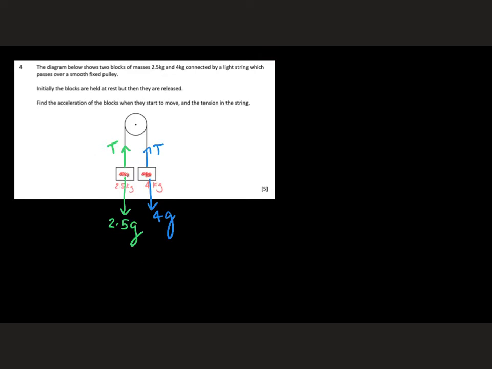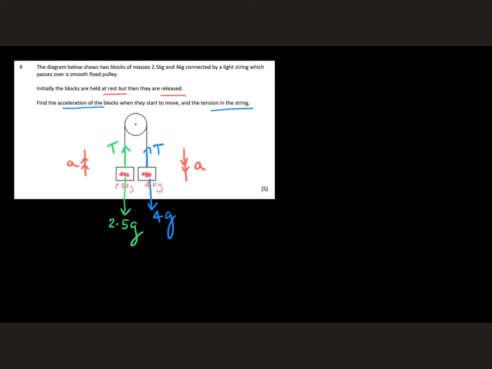Now the blocks are held at rest, but then they are released. Now because 4 kilograms is heavier, the acceleration will start like that. It will move downwards, and the other block, the 2.5 kilogram block, will move upwards like this. Find the acceleration of the blocks and the tension in the string.